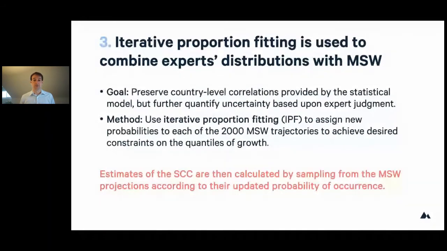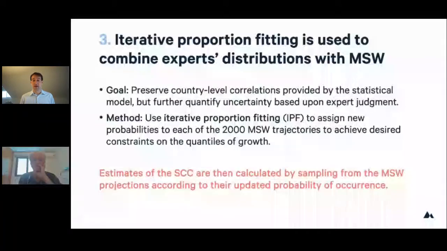The method we used was iterative proportion fitting to assign new probabilities to each of the trajectories provided by the MSDO approach, to achieve the constraints on the quantiles of growth. So effectively, the estimates of the SCC are calculated over time.